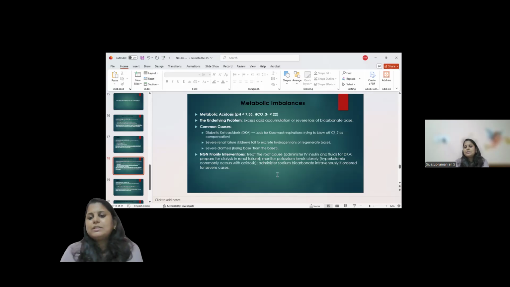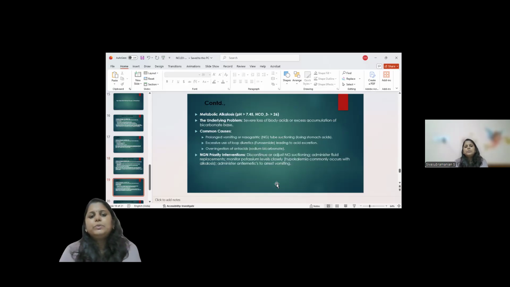Then administer sodium bicarbonate intravenously if ordered for severe cases. First, we must analyze the cause of the metabolic imbalance. If it is related to DKA, we have to look at DKA management, like insulin administration. When it comes to kidney failure, we have to prepare the patient for renal dialysis. Clear? Okay. So next one is metabolic alkalosis.